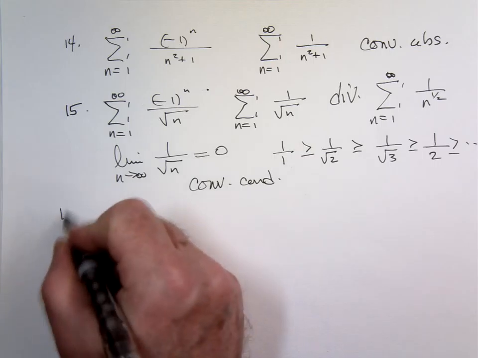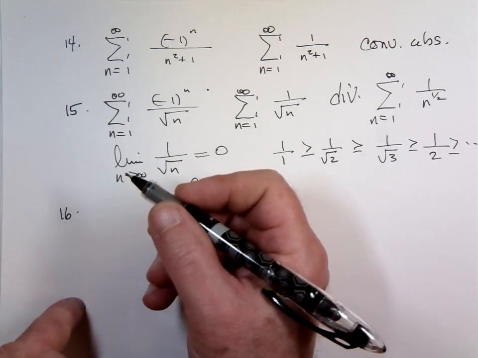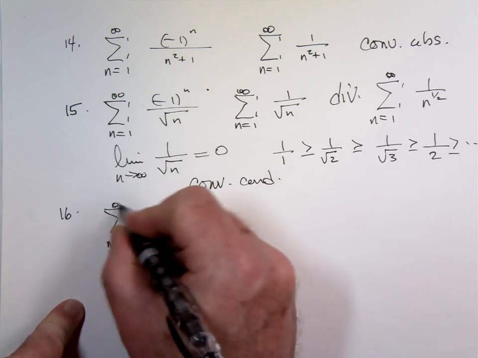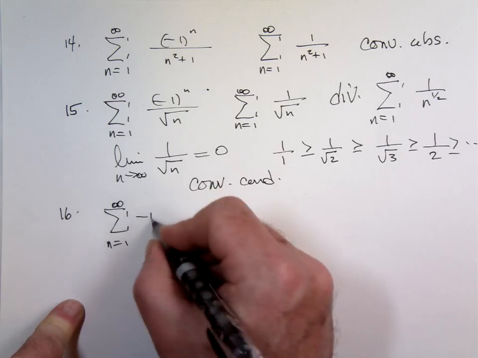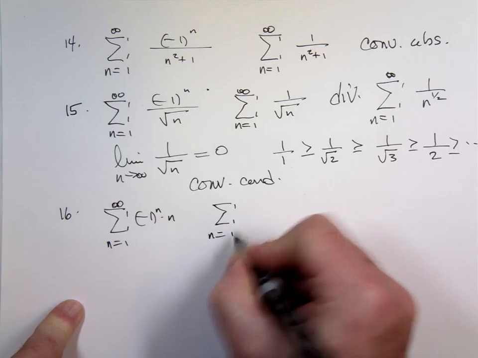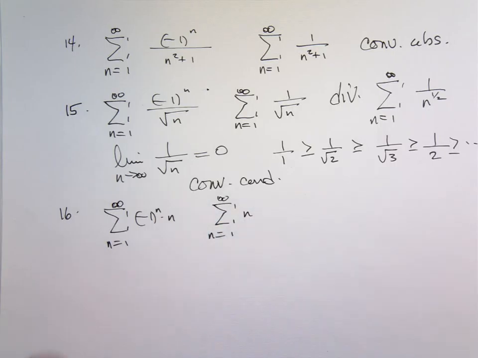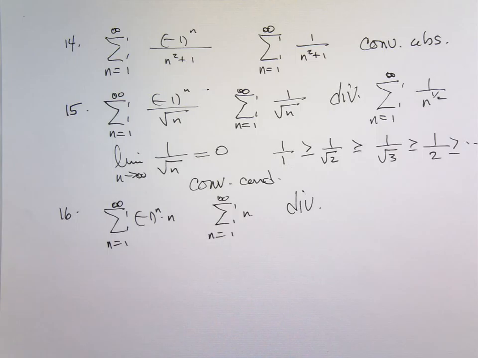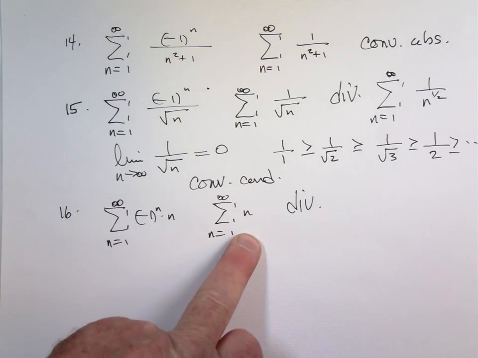16. The sum from n equals 1 to infinity of negative 1 to the n times n. Let's look at its positive series. Positive series diverges. That nth term is not even going to 0. And you know what? You can stop right here. That's all you need to cause that series to diverge. You're done. As long as that nth term doesn't go to 0, the series will diverge.